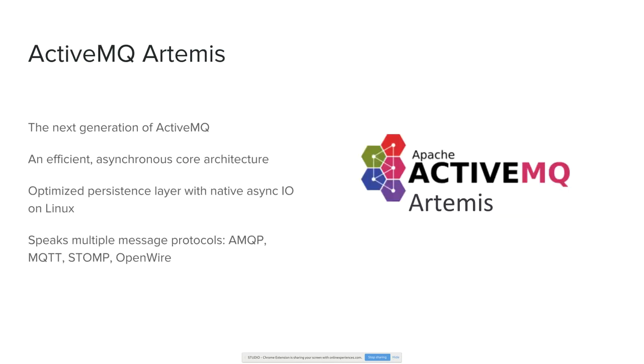It's called ActiveMQ Artemis. It's the next generation of ActiveMQ. It has an efficient core designed for asynchronous operation. Just like messaging itself, the core architecture is asynchronous.